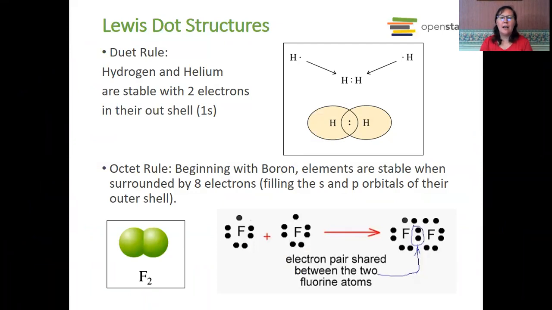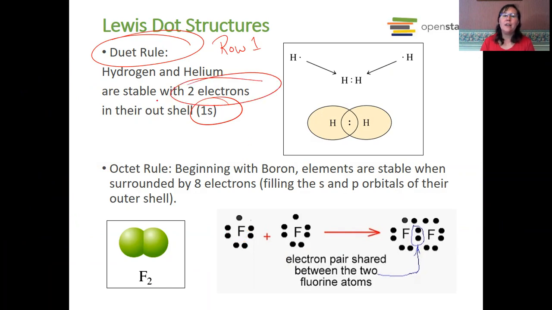Okay, so let's take a look at Lewis dot structures. First of all, we have a duet rule. The duet rule is a very tiny rule. It only covers hydrogen and helium. That's because hydrogen and helium are in row 1, and row 1 only has a 1s shell. It doesn't have any p orbitals. It only has s orbitals, which means it can only take 2 electrons. It's stable with 2 electrons.